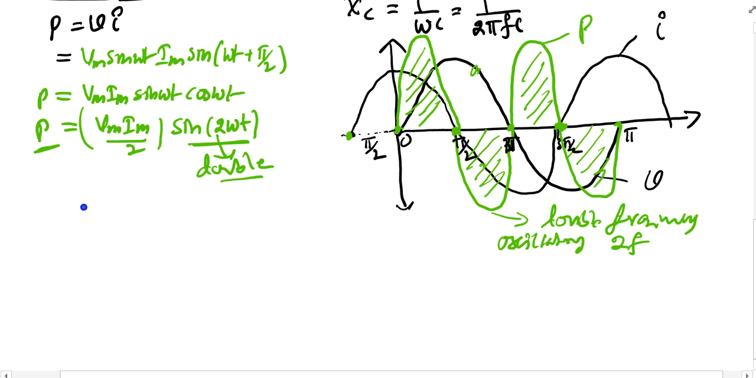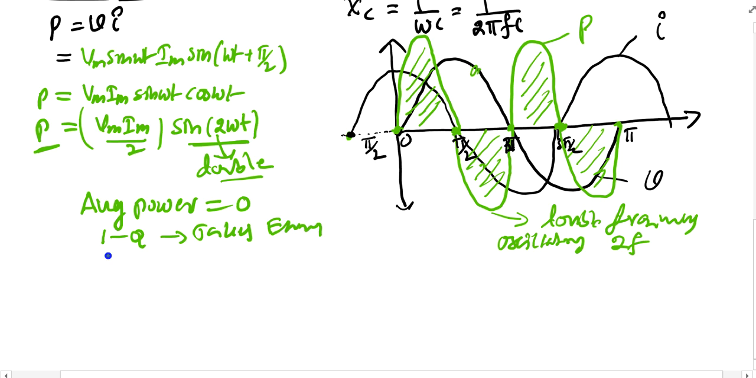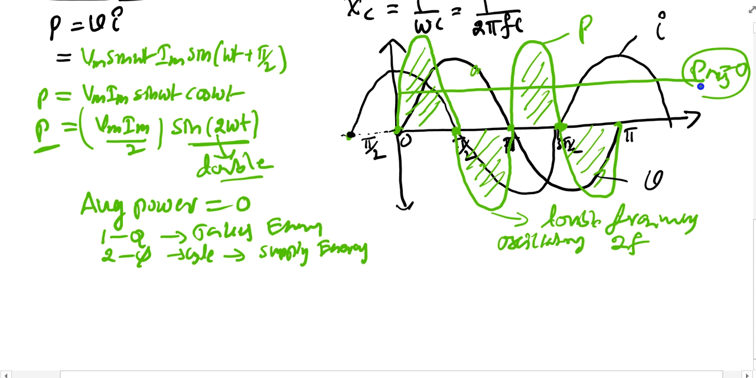Therefore the average power becomes zero, because for the first quarter cycle the capacitor takes the energy, and for another quarter cycle the capacitor returns the energy. Because of this, the final average power that I want to calculate becomes zero.